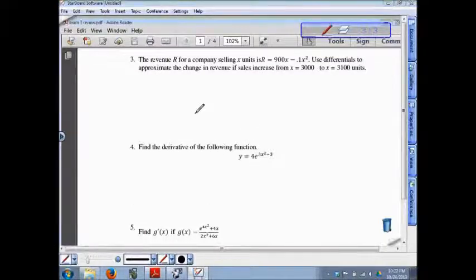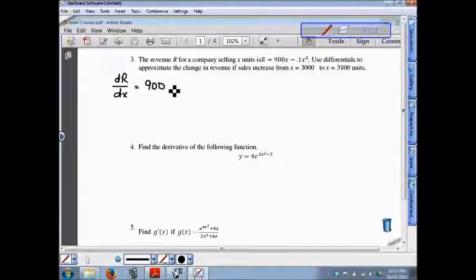Question 3, still from section 3.8. You need to use differentials to approximate the change in revenue. So the change in revenue is actually delta R, but that can be approximated using dR, which is the differential. So we need to start off by finding the derivative of R with respect to x. So we need to find dR/dx.